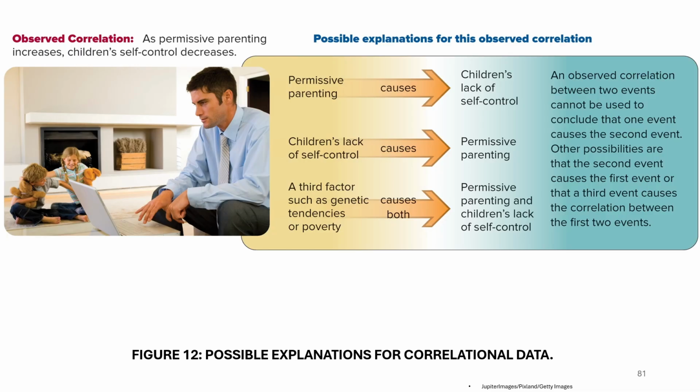An example of this would be an observed correlation. As permissive parenting increases, child self-control decreases. This is a correlation, but there are possible explanations for it. Maybe permissive parenting is caused by the child having a lack of self-control, and permissive parenting is a way of that parent coping with that child's emotional state. A child's lack of self-control could cause permissive parenting, right?